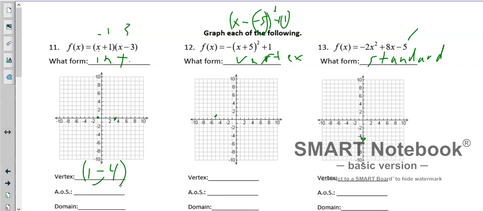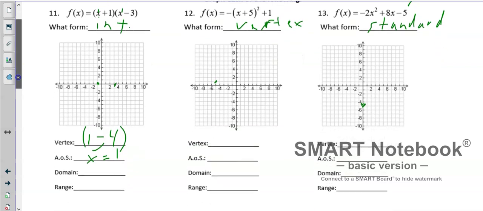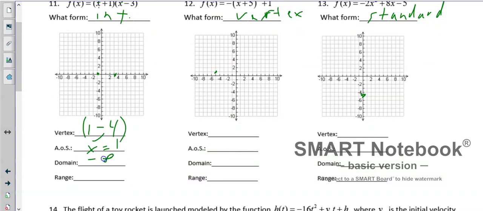Which again, once we know 1, we can put a 1 here and a 1 here, crunch the numbers, and it would give us negative 4. But let the calculator help you. Okay? The axis of symmetry is at x equals 1. Don't forget the x. Now, since these are all parabolas, the domain on all of these is going to be negative infinity to positive infinity because they're going left and right forever. Okay? The range we'll get to.